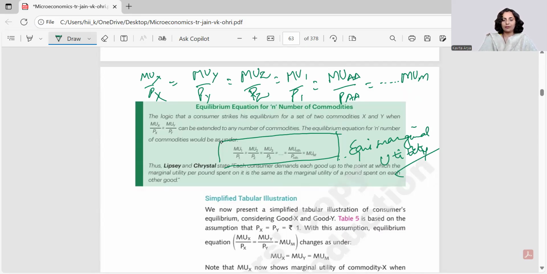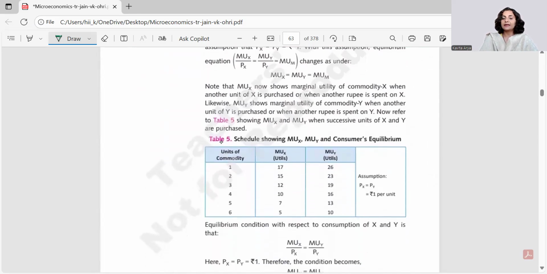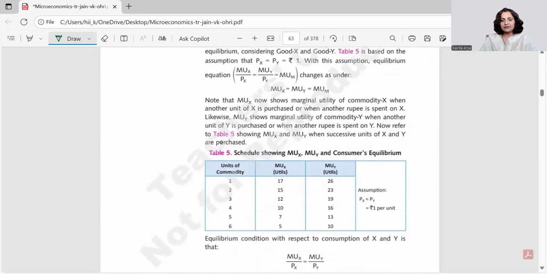Right. Now, moving ahead. This is the vital thing we have read so far: MUX by PX is equal to MUY by PY is equal to MUM. And we have to check this for the schedule and curve to get the equilibrium situation. To make it very simple, the author has taken PX as well as PY as rupee 1. What does it mean? The author doesn't want to complicate things, and hence the prices have been kept at rupee 1. So there would not be any more columns required.